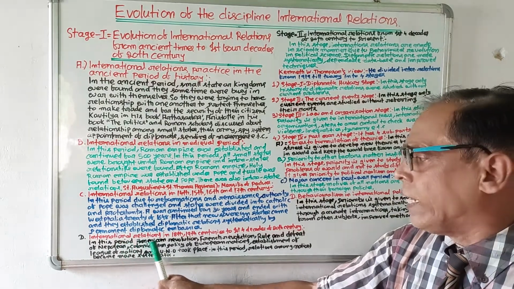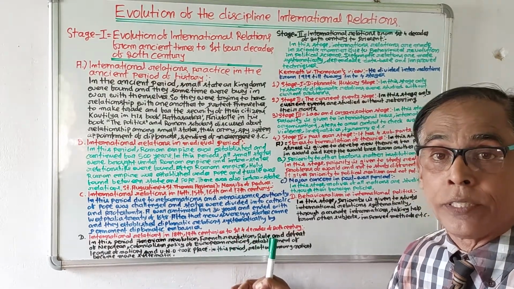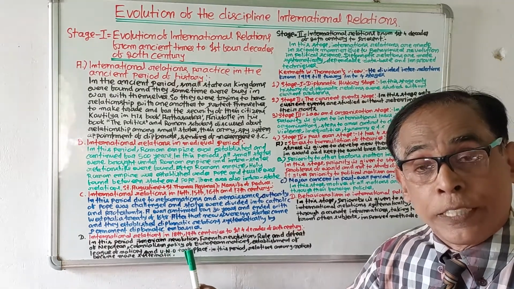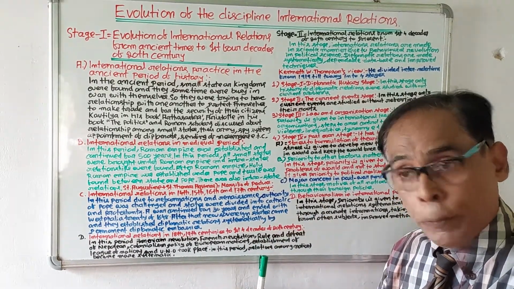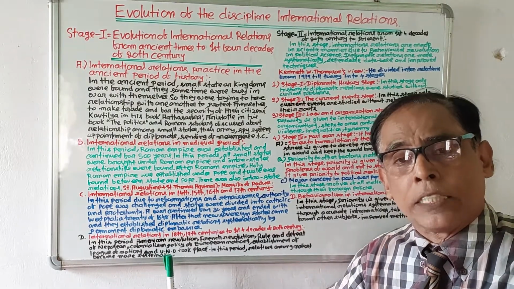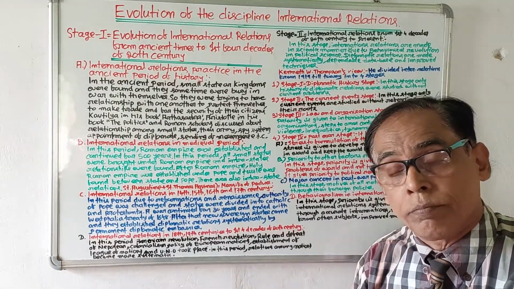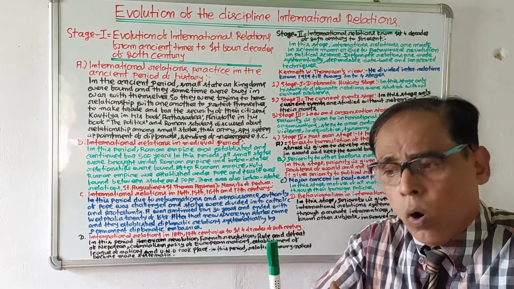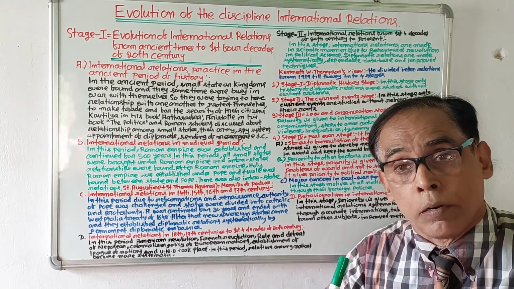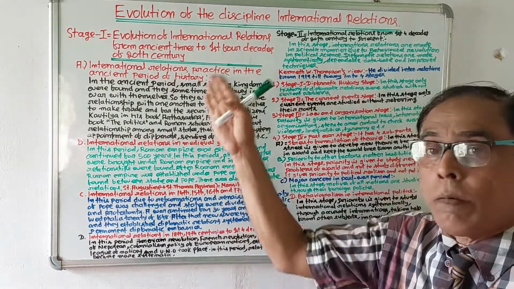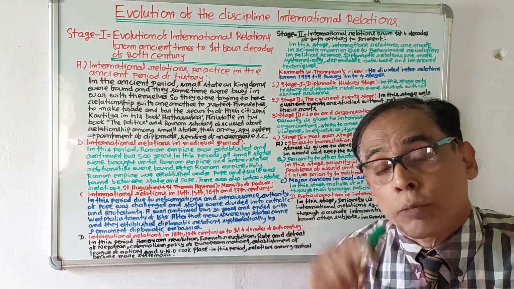Then in the fourth stage, international relations in the 18th century, 19th century, up to the first four decades of the 20th century. In this period, the American War of Independence took place, the French Revolution took place, the rule and defeat of Hitler, the colonialism and imperialism policy of European nations in Asia, Africa and Latin America, and the establishment of the League of Nations took place. Due to all these incidents, international relations became more systematic than before. This is all about the development of international relations from the ancient period to the first four decades of the 20th century.